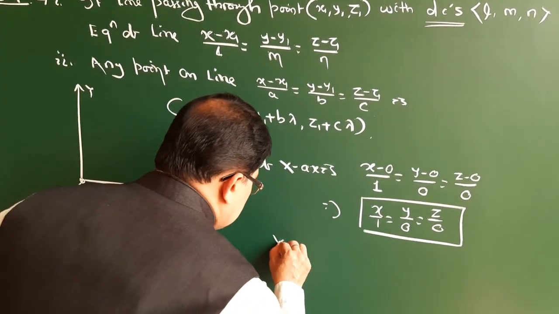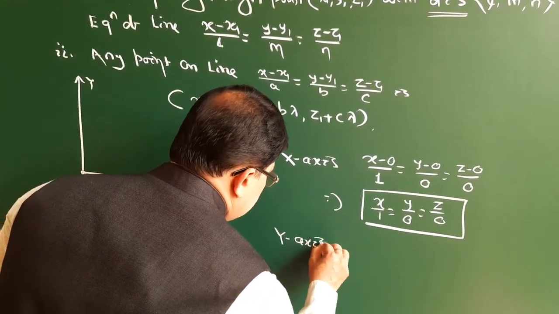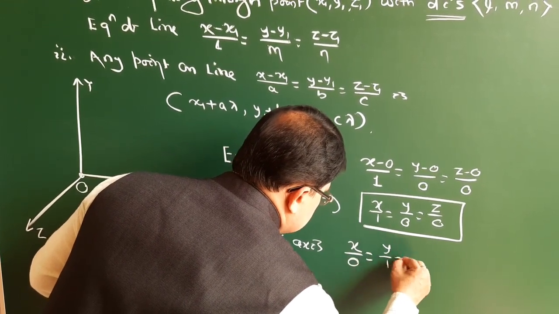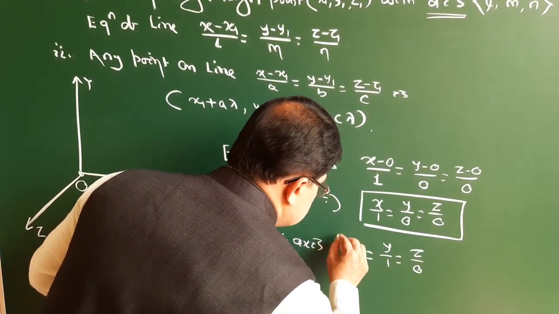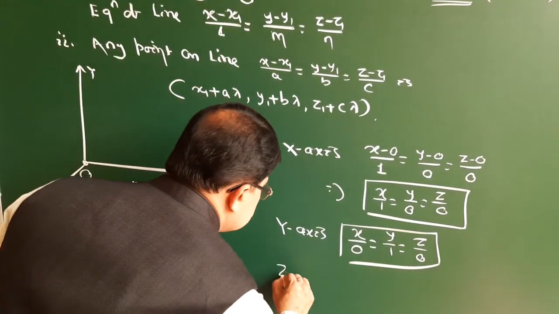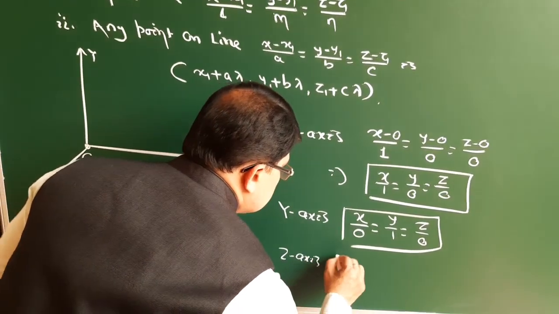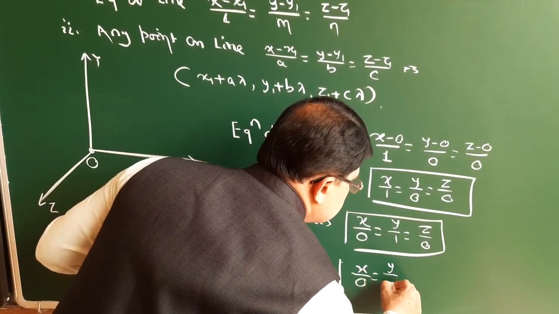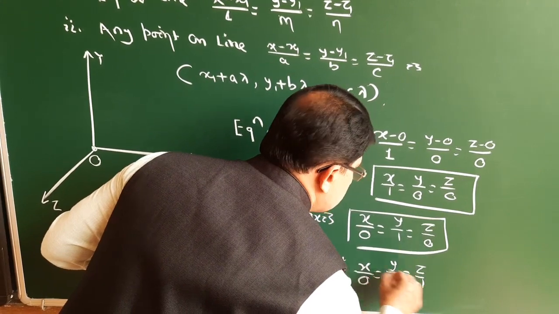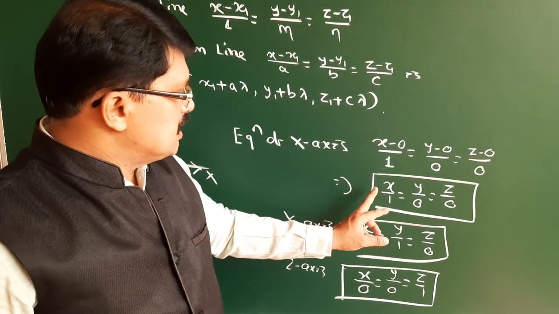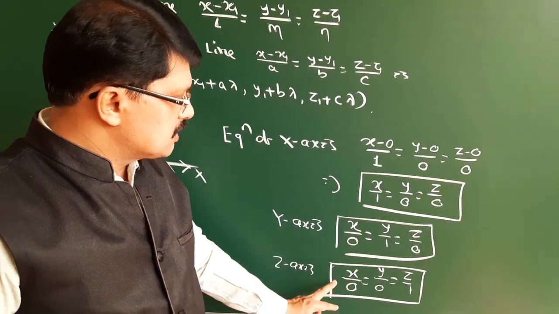Similarly, what is our equation of the y-axis? It is x by 0, y by 1 and z by 0. This is the equation of the y-axis. Similarly, the equation of the z-axis is x by 0, y by 0 and z by 1. This is very important: the equation of the x-axis, the equation of the y-axis and the equation of the z-axis.